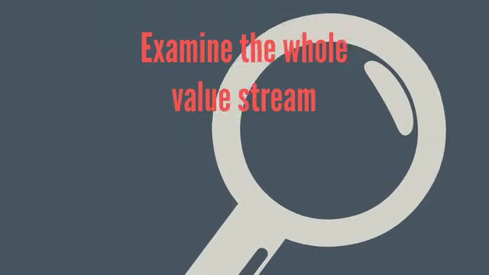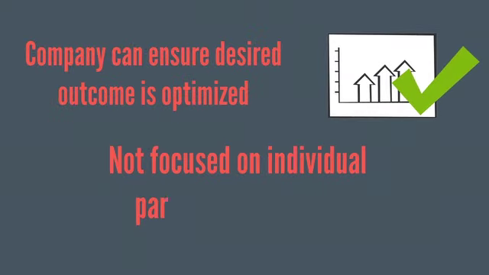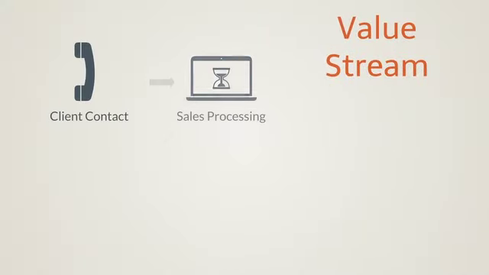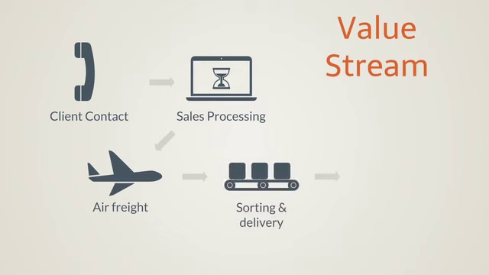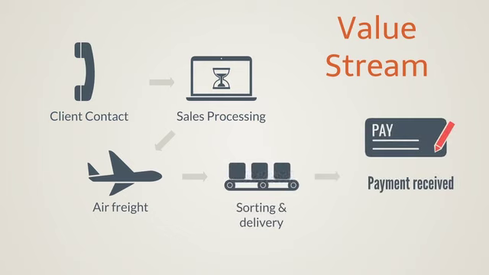By examining the entire value stream across all functional areas, the company can ensure their desired outcome is optimized rather than focusing only on individual parts of the process. The value stream starts with the initial contact with a prospective customer, continues through the sales cycle, and is completed when payment is received from a customer following the customer's receipt of the ordered goods.